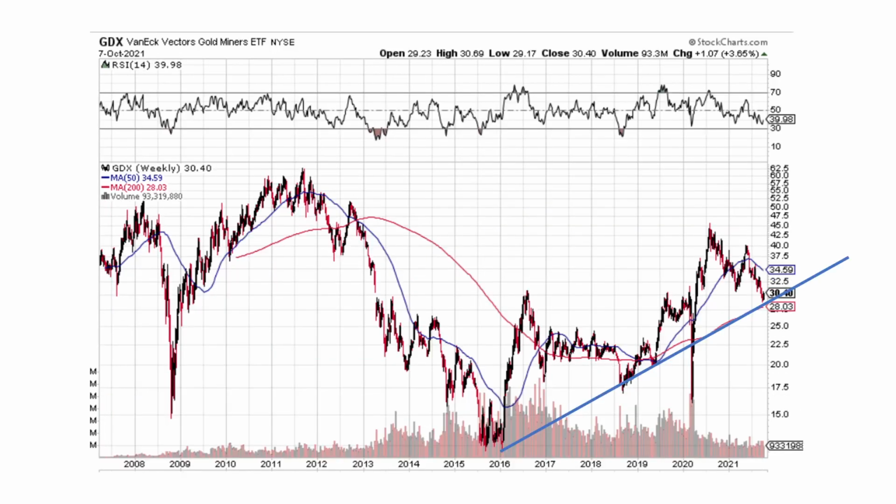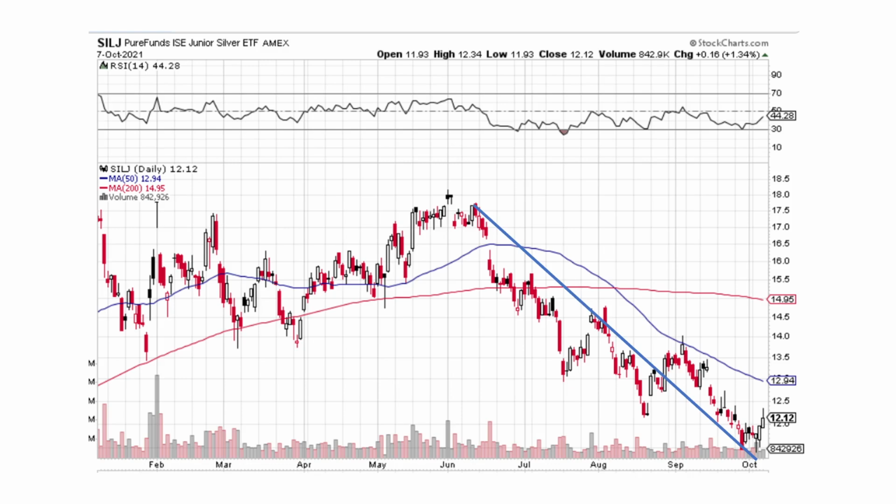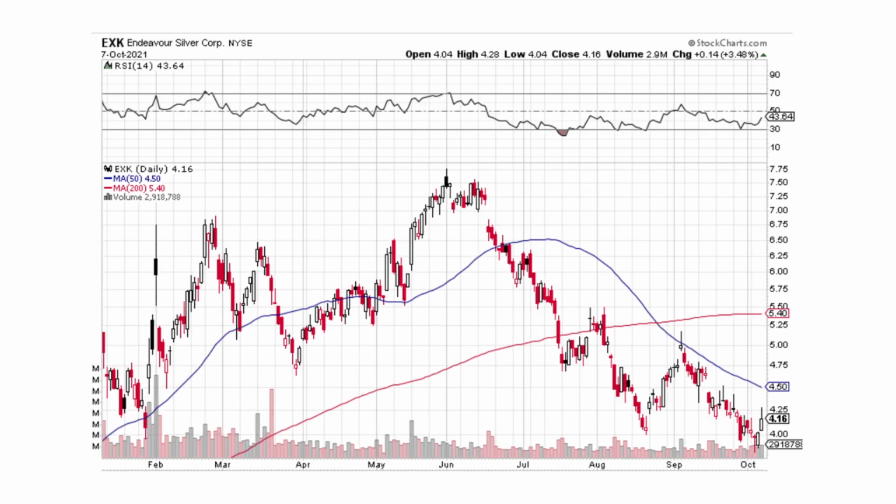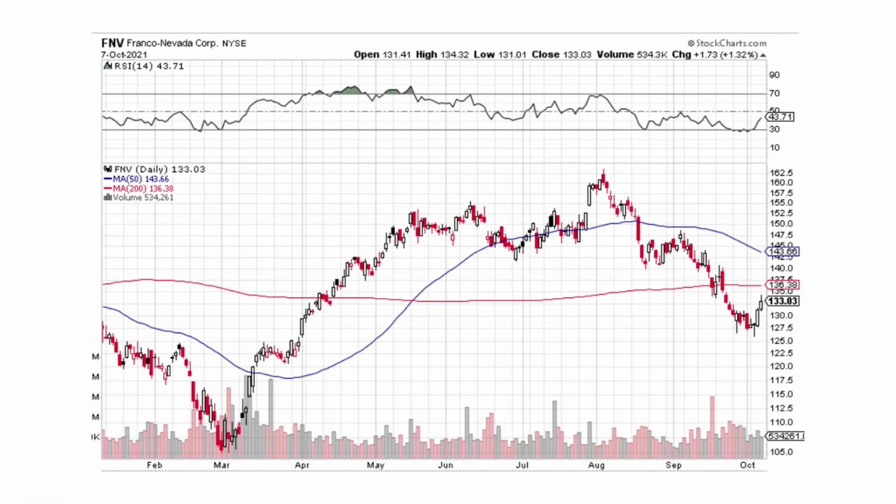Let's get moving. We've got SILJ. That broke to the upside of its downtrend line. Now it just needs to gain some traction. Start moving up. EXK, we got the bullish engulfing. Could we go down tomorrow? Yeah, we could. Or maybe we could start moving on up. Get its butt in gear. And all of these are looking like they want to move. We're seeing buying pressure step in. We're seeing nice big white candlesticks.